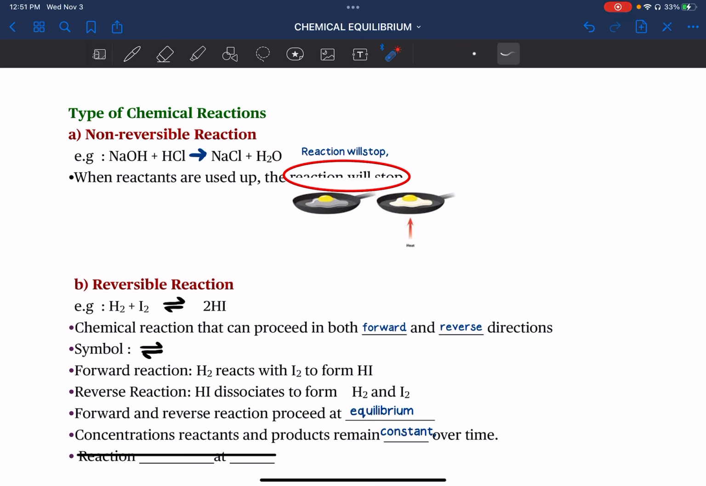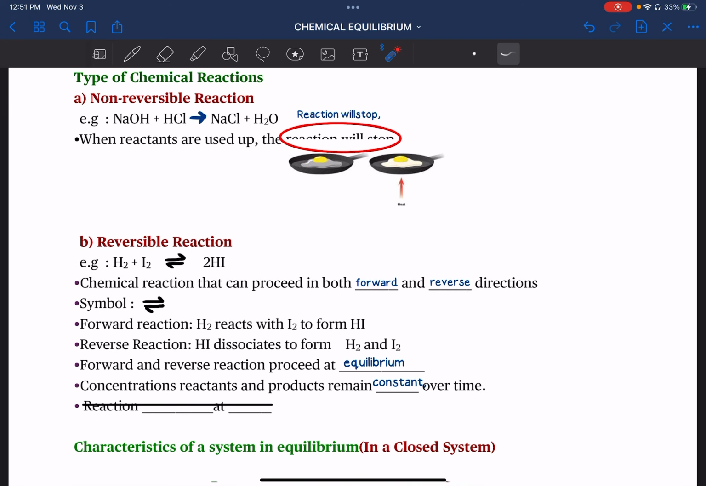Okay, so for non-reversible reaction, when reactants are used up, the reaction will stop. Contoh, kita goreng telur. Kita goreng telur daripada telur mentah, raw eggs. So, telur masak. So, once telur dah masak, boleh tak you tukar jadi telur mentah semula? You cannot do that, right? Okay, so that is one of the example of non-reversible reaction.